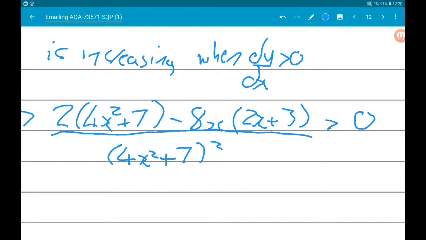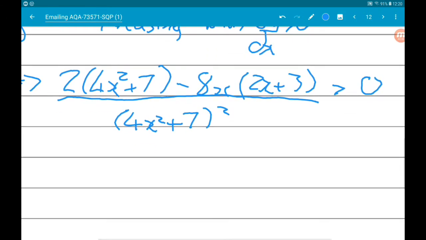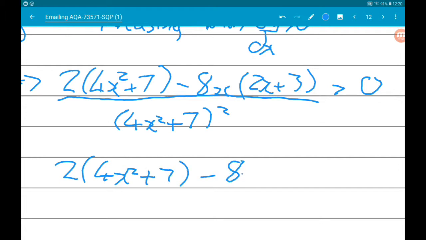So there's good news there. The first thing we can do to make life nicer is multiply the denominator on both sides, which is going to eliminate the fraction. So we're then going to get 2 lots of 4x squared add 7 minus 8x lots of 2x add 3. So that is greater than 0.